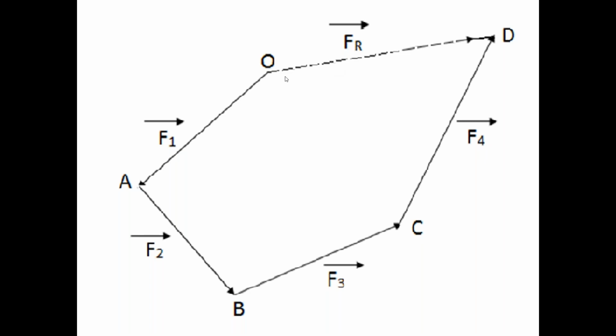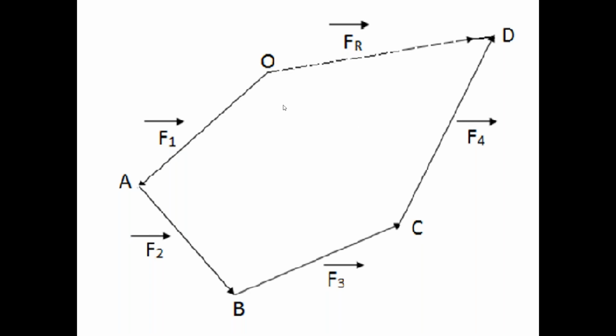What is the resultant force? The closing side of the polygon. Why do we have the closing side of the polygon? Because it is an open polygon. So follow that carefully. Since it is an open polygon, we have this closing side of the polygon. That closing side is the resultant force. Since we have the resultant force, these four forces are not in the equilibrium condition.